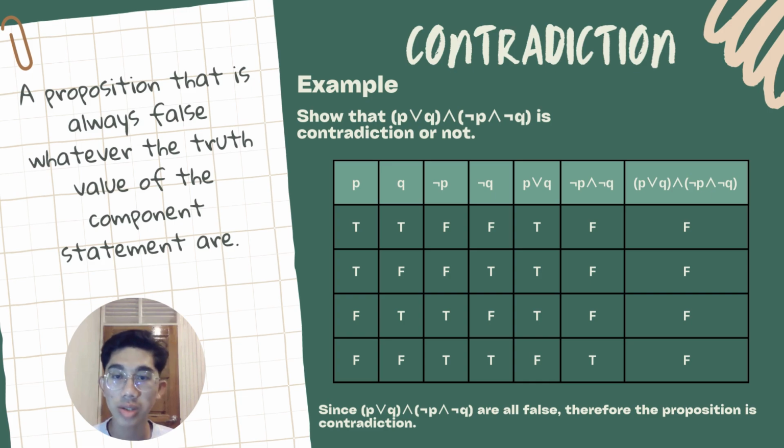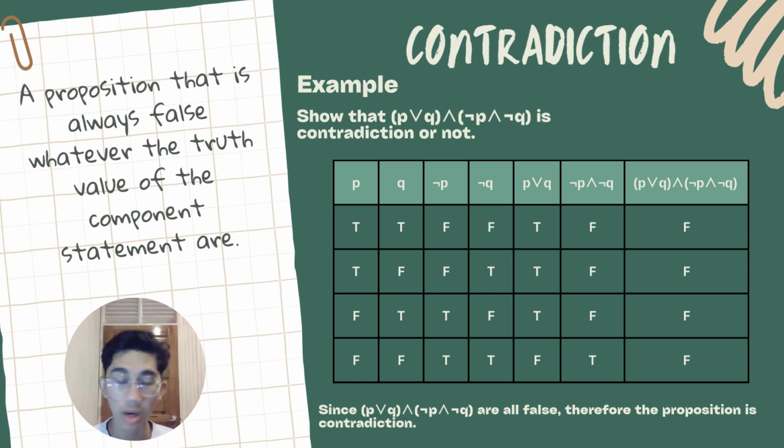Now we look at contradiction. What's the definition of contradiction? Contradiction is a proposition that is always false, whatever the truth values of the component statements are. Or we can say that when all the values are false, it is a contradiction. For example, we look at the question: show that (P disjunction Q) conjunction negation P conjunction negation Q is a contradiction or not.